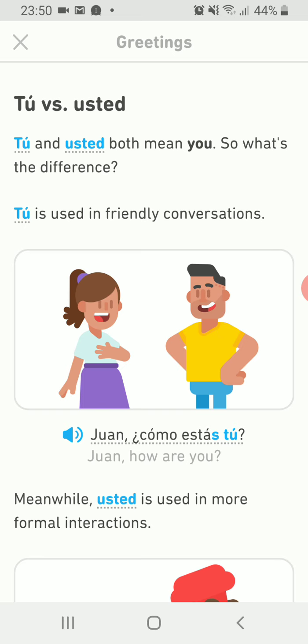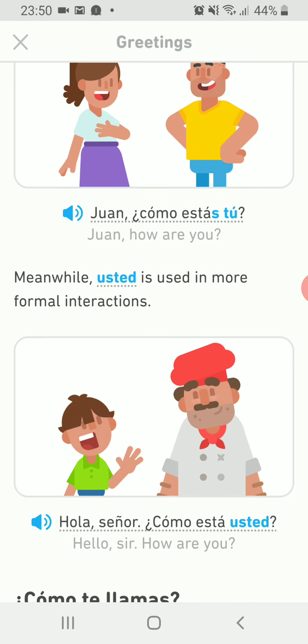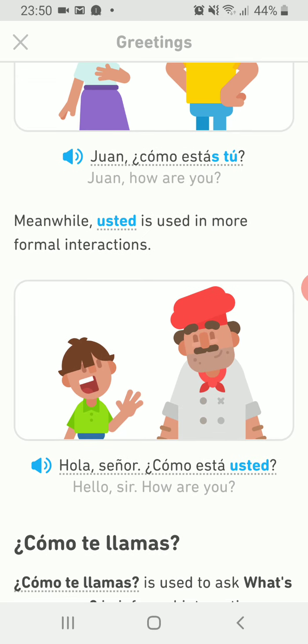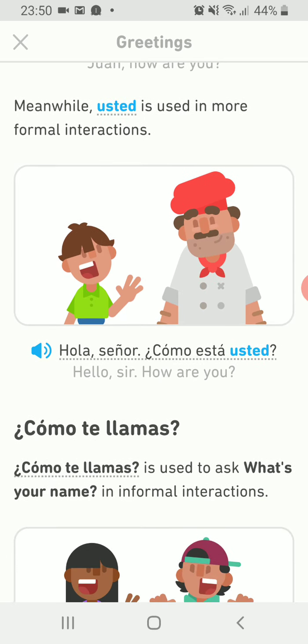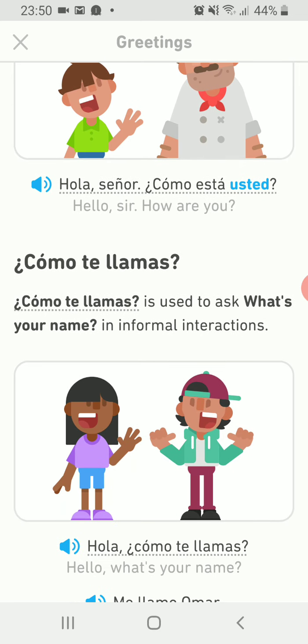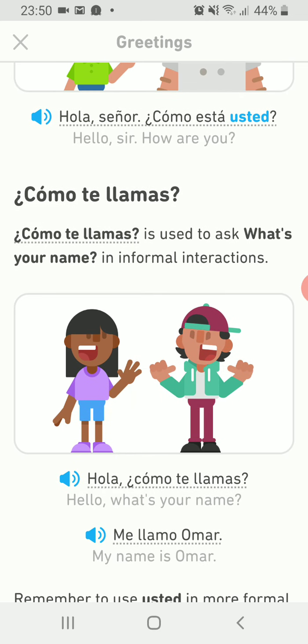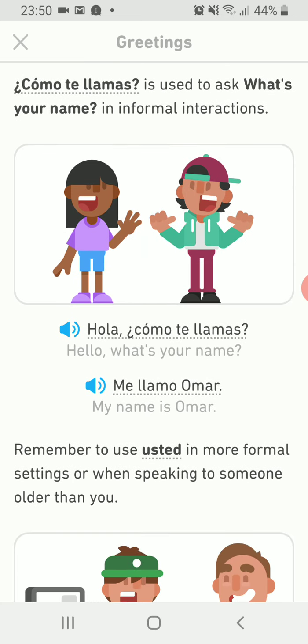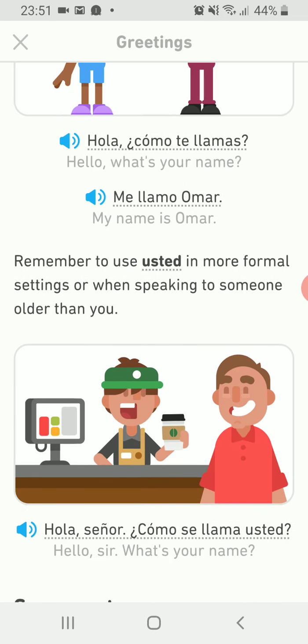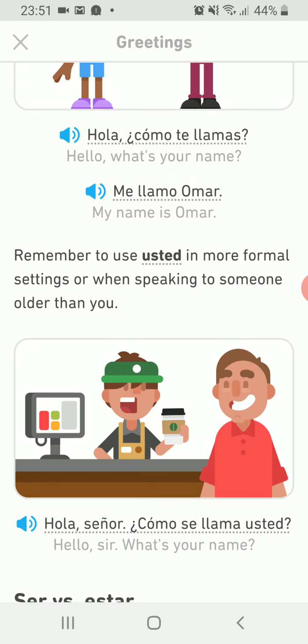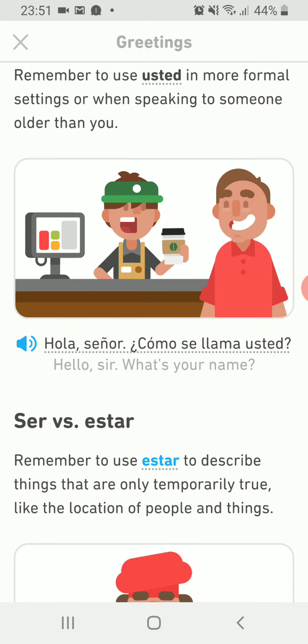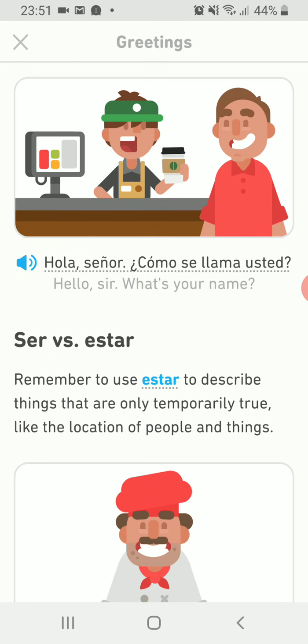So what's the difference? Tú is used in friendly conversations. Juan, ¿cómo estás tú? Meanwhile, usted is used in more formal interactions. Hola, señor, ¿cómo está usted? ¿Cómo te llamas? What's your name? Is used to ask what's your name in informal interactions. Hola, ¿cómo te llamas? Me llamo Omar. Remember to use usted in more formal settings or when speaking to someone older than you. Hola, señor, ¿cómo se llama usted? ¿Cómo te llamas? ¿Cómo se llama usted?